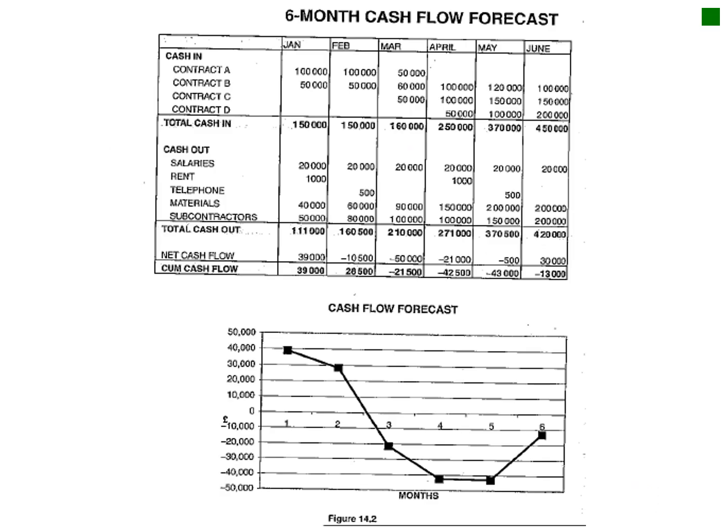Okay, then a 6-month cash flow forecast. This is on page 304, and this is now forecasting the contract.